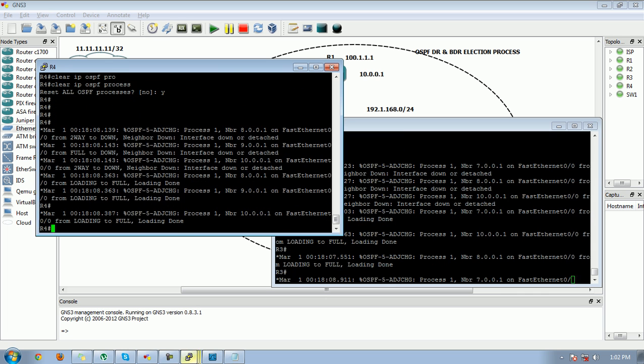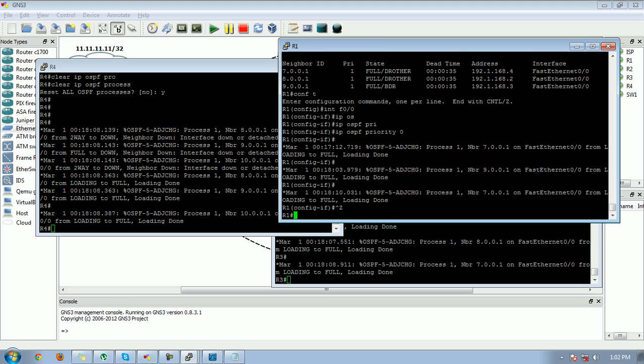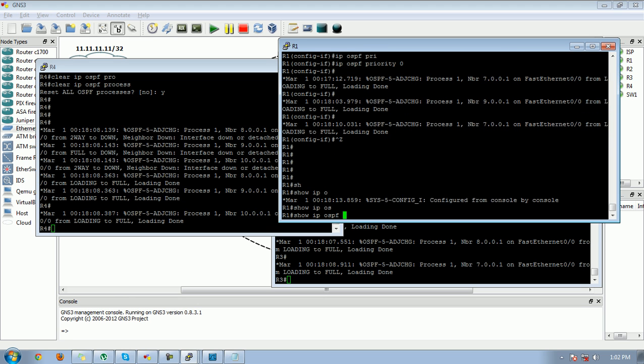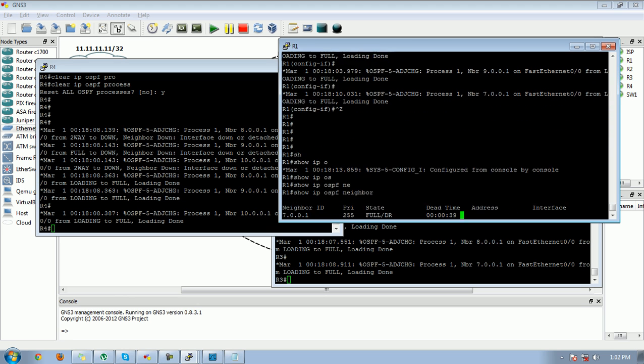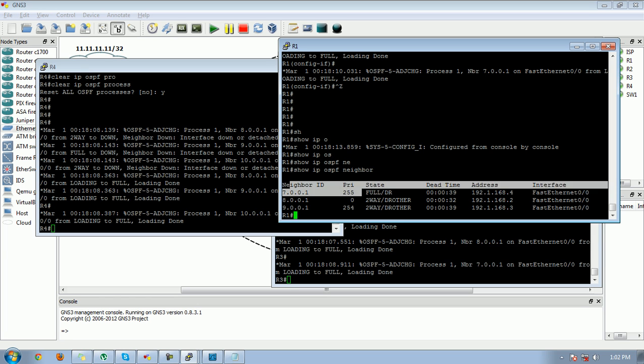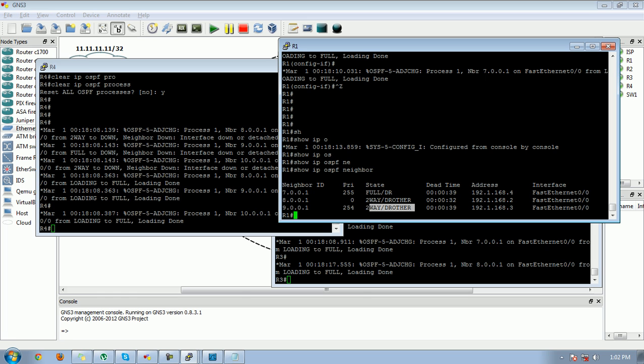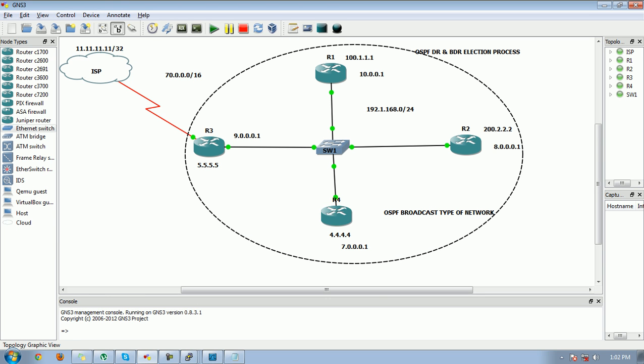Now let's see. Now I'll go to R1 or any other device. Show IP OSPF neighbor. The DR will be the exact one with 255 priority, and BDR the guy with the priority of 254. Got it? What if these two guys go down? What I'll do, I'll make the DR go down. Shall I do that? What I'll do, I'll cut this link.